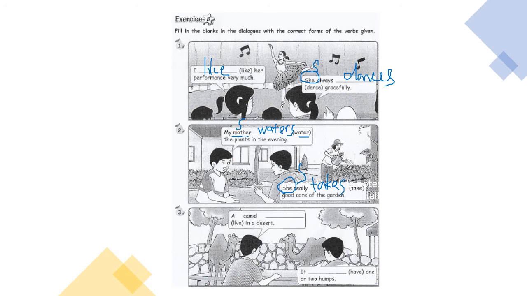Alright, next, a camel. When you see a or an, it's automatically singular. So, a camel lives in a desert. Not the sweet, desert, desert, 沙漠. Gurun.